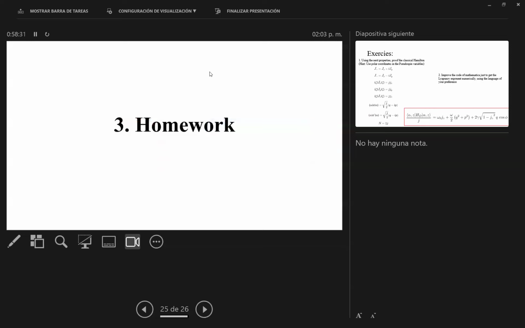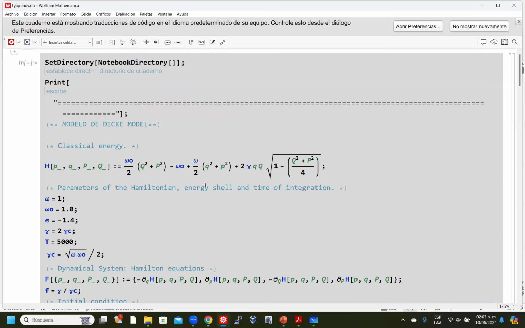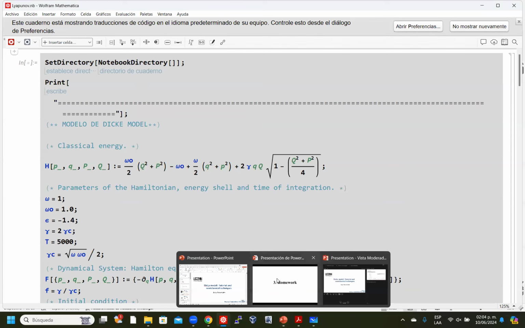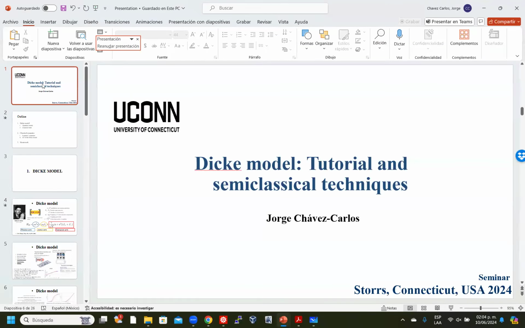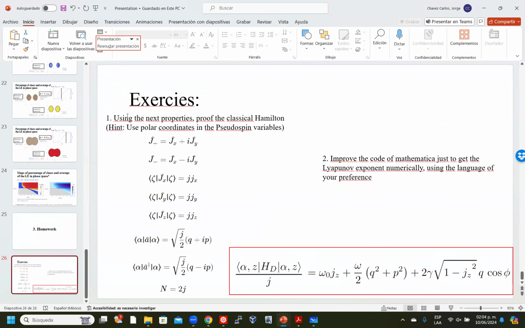Now, the next part is the homework. For that, let me explain this code just to get the Lyapunov. This is in Mathematica, and let me see again the homework. Tell us what the homework is, because the homework is two things. The first part is just to get the classical Hamiltonian from the quantum using these properties.